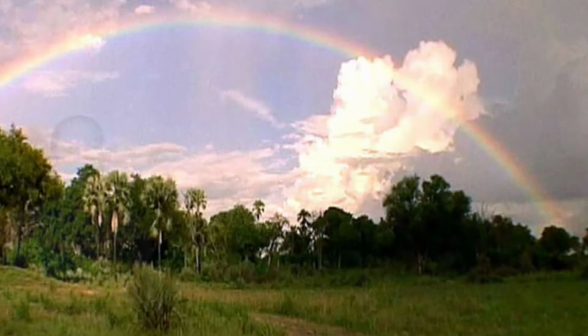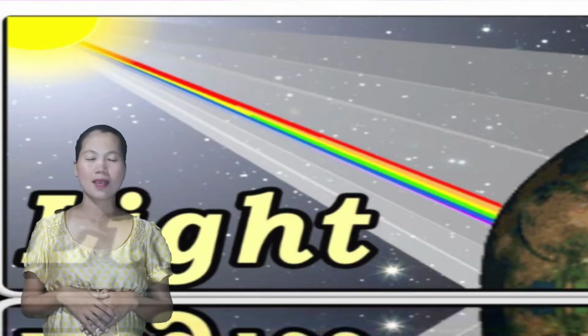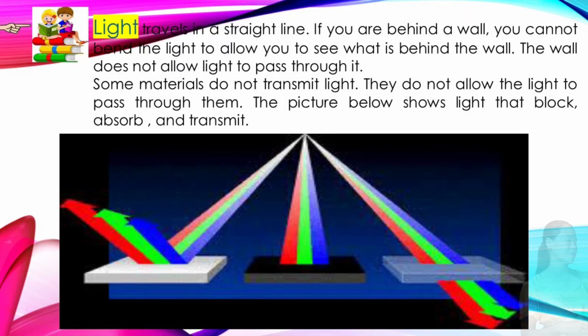The appearance of a rainbow in the sky never ceases to amaze us. A rainbow appears in the sky as a reflection and refraction of white light from the sun as it shines through the water droplets in the atmosphere. The water droplets act as a prism that reflects, refracts, and then splits the white light into an arc of visible colors. Let's read and learn.